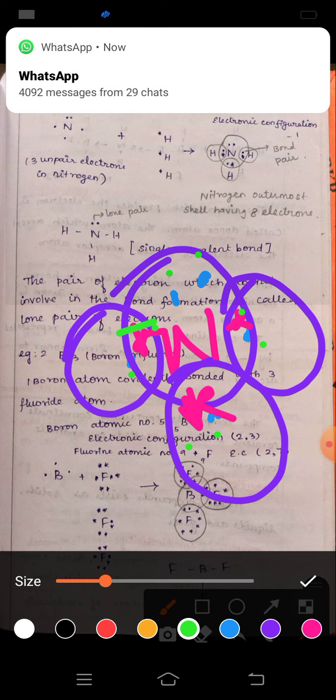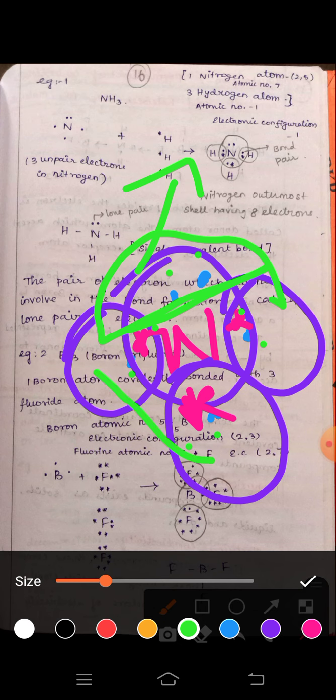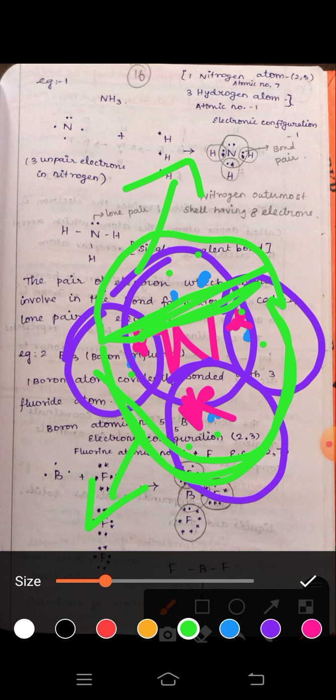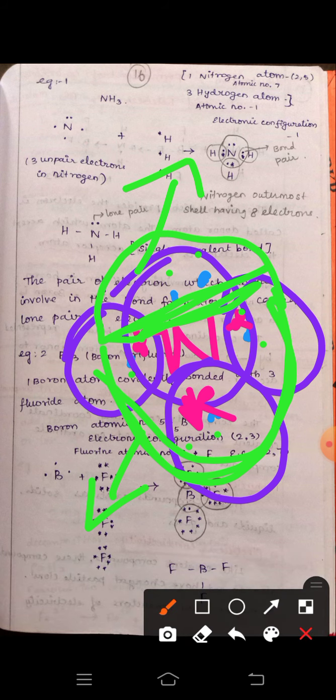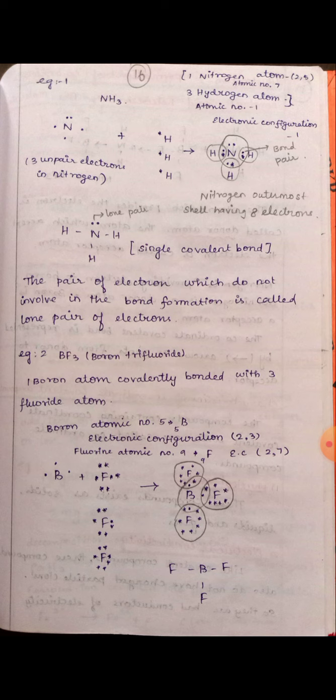Now here the nitrogen atom has a pair that is not included in the bond formation, so it is a lone pair. All these other electrons are included in the bond formation, so they are bond pairs. If a pair of electrons is not included in the bond formation, that is said to be a lone pair. Here these two electrons are not included in the bond, so it is a lone pair. These three pairs of electrons are included in the bonds, so they are bond pairs. Nitrogen's outermost shell has 8 electrons. The pair of electrons which do not involve in the bond formation is called a lone pair of electrons.